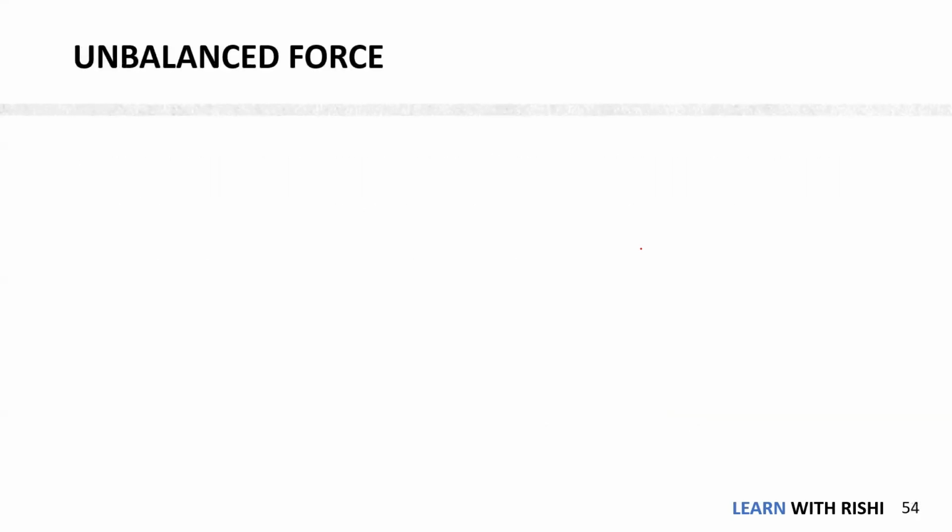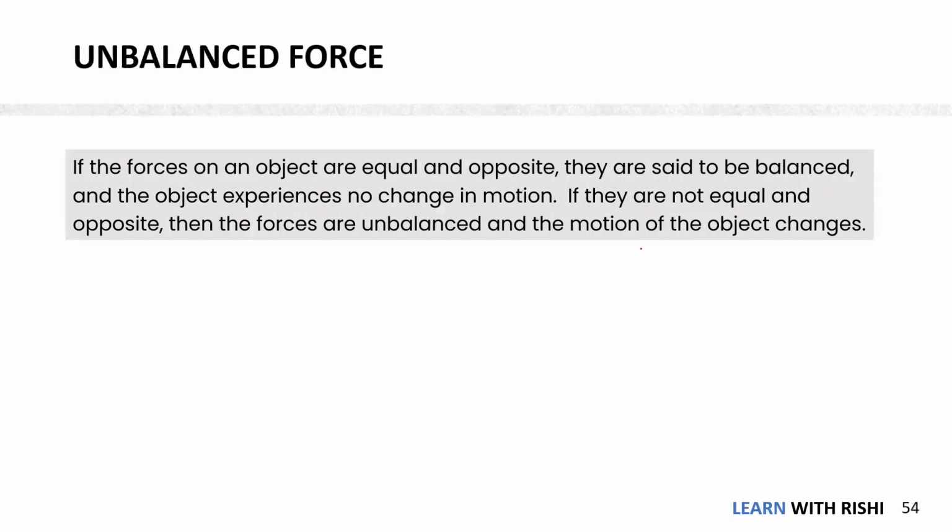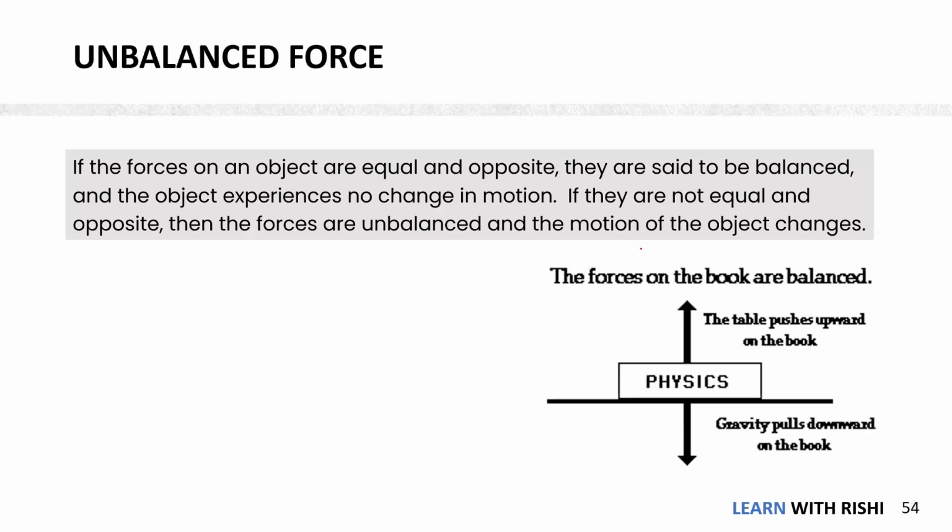Now let us discuss unbalanced force. If the forces on an object are equal and opposite, they are said to be balanced. An object experiences no change in motion. If they are not equal, then the forces are unbalanced and the motion of the object changes. What is the meaning of this statement? Let us understand with an example.